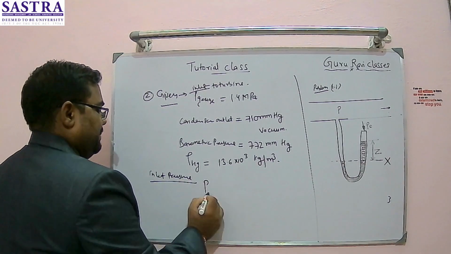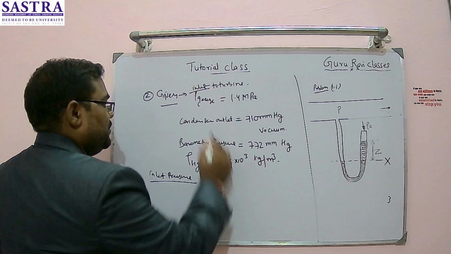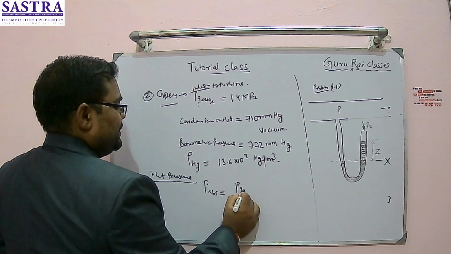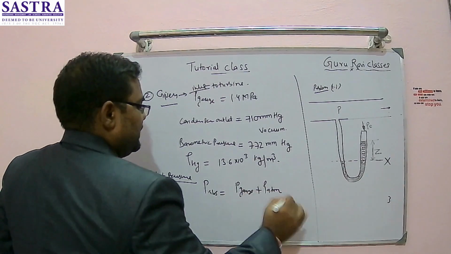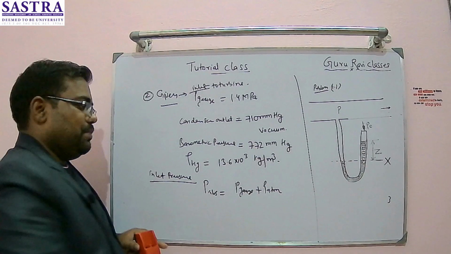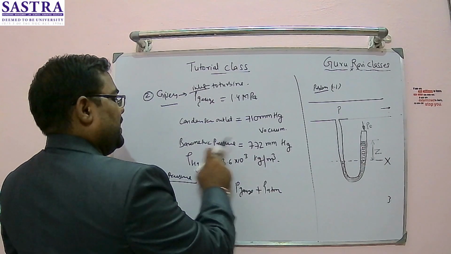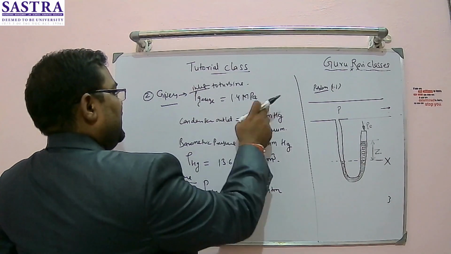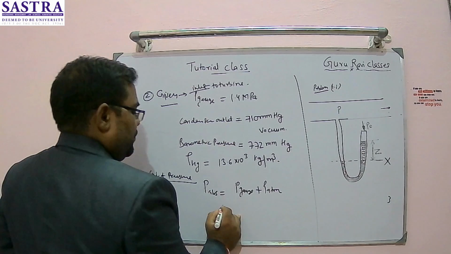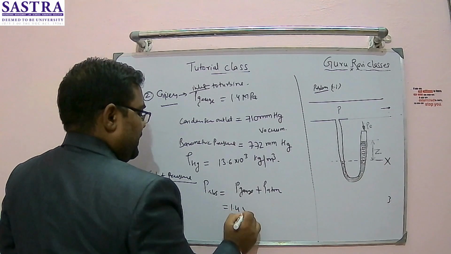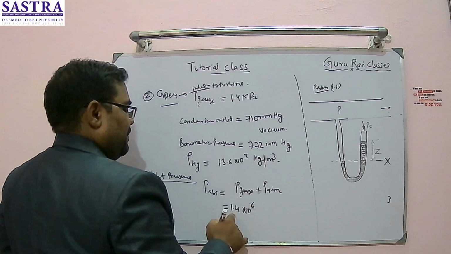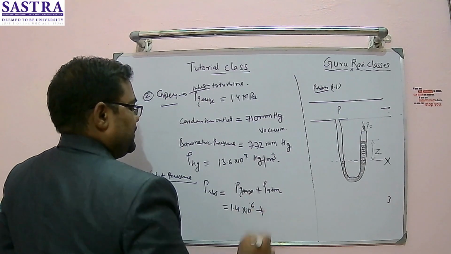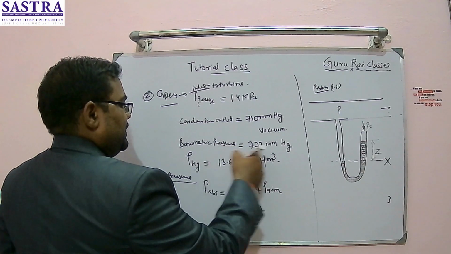so we can say P absolute is equal to gauge pressure, right? So P gauge plus P atmospheric. Usually we write this, it will become absolute. So atmospheric pressure I will get from the barometric pressure, which is given here, and gauge pressure is given here. So for gauge pressure, you need not do anything. This is 1.4 megapascal. I will write in pascal. So 1.4 × 10 to the power 6 plus atmospheric, which is given in mm Hg.